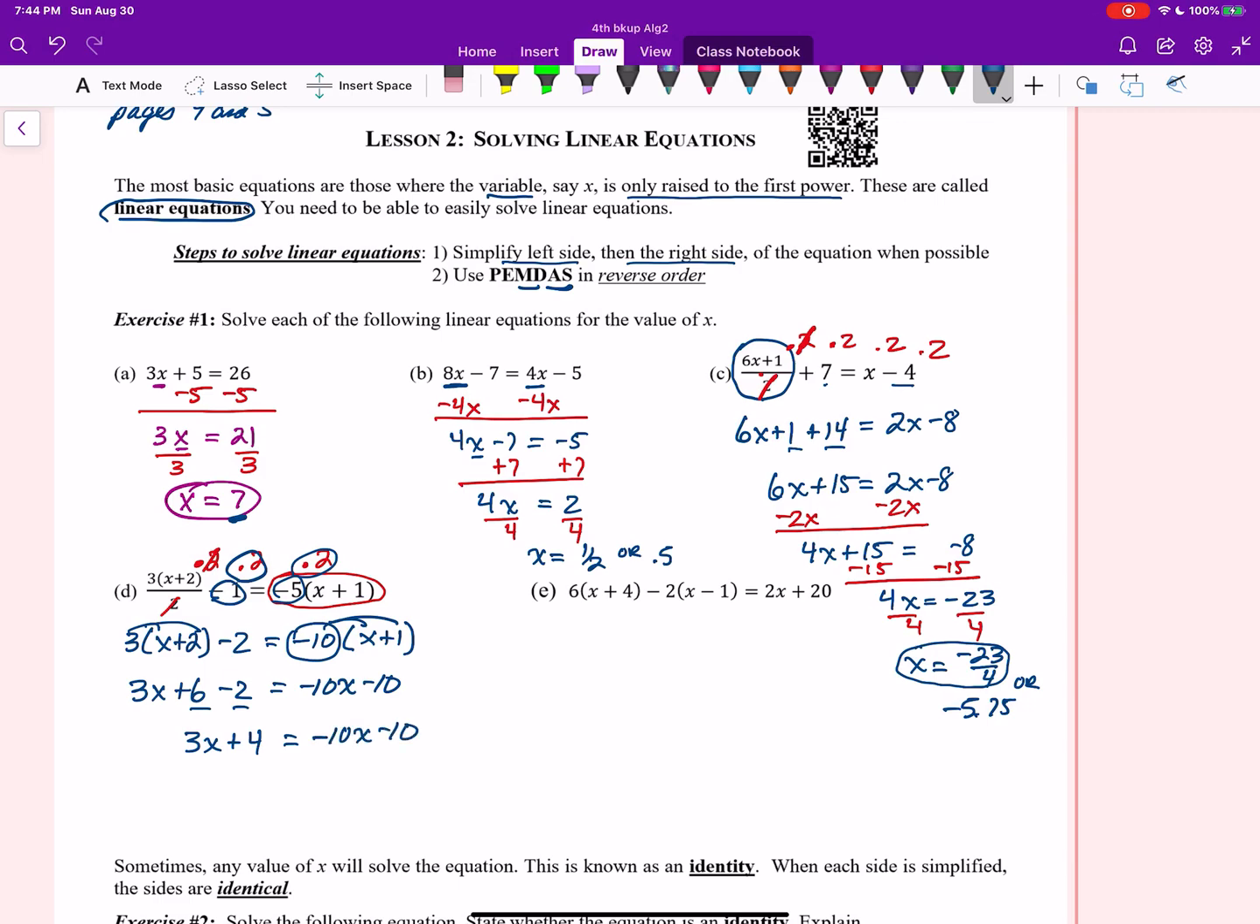And now let's get our x terms together. Negative 10x here on the right side is much smaller than a positive 3x. So we add the opposite. We add 10x to both sides. 13x plus 4 is equal to negative 10. And subtract 4 from both sides. 13x is equal to negative 14, and divide by 13. So x equals negative 14/13.